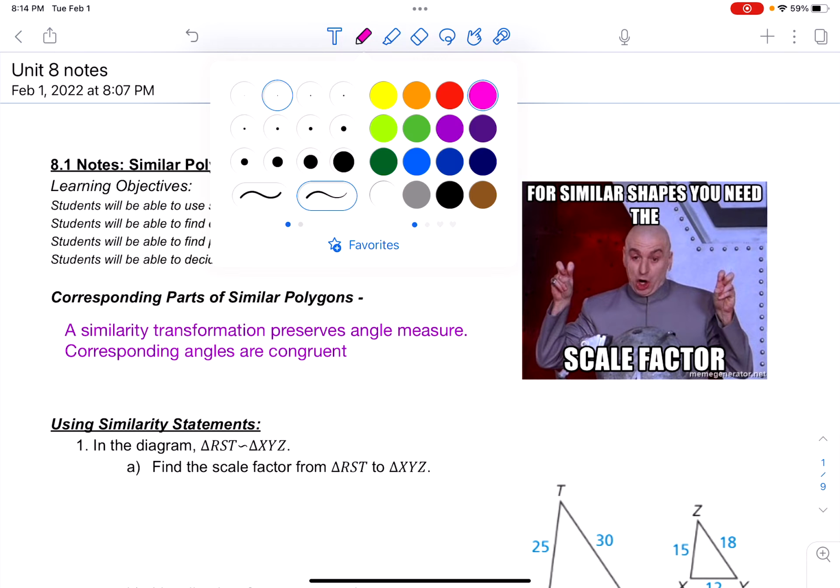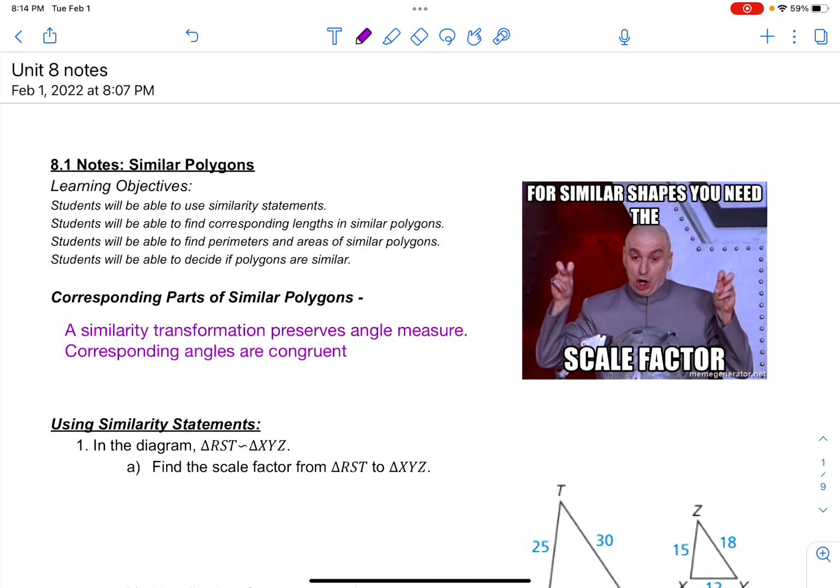Hi guys, so today we are going to be starting chapter 8, going over similar polygons. For the most part, it's pretty easy, but it's getting all of these little concepts, making sure you're putting stuff in the right places that can be a little tricky. So, corresponding parts of similar polygons.